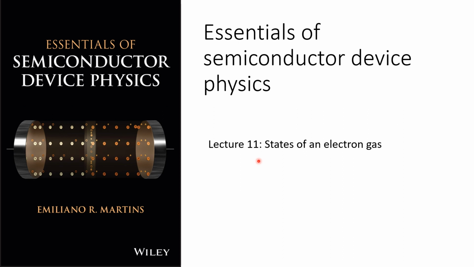In this lecture we're going to take a closer look at states of an electron gas. An electron gas is the system of interest to the physics of semiconductor devices, and in this lecture we will also establish a strategy to index the states of an electron gas, and we're going to use this strategy in the next lecture when we derive the very important Fermi-Dirac distribution.